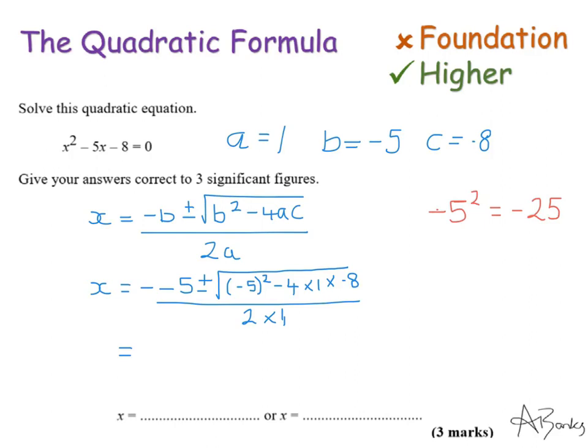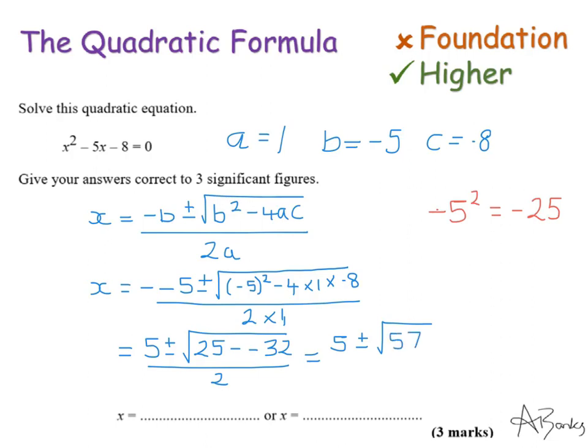So minus minus 5 just means 5, plus or minus the square root. Minus 5 squared is positive 25, minus 4 times 1 times minus 8 is minus 32, all over 2, so this is 5 plus or minus the square root of 57 over 2. So that's banked me a second mark and it's made it much easier to type in my calculator.